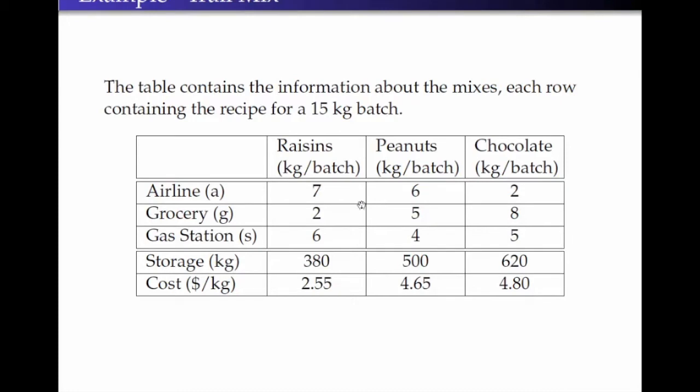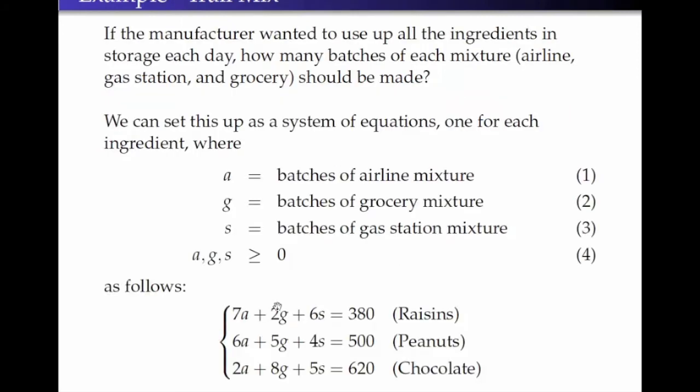Similarly, I would do the same thing for this column. 6 times A plus 5 times G plus 4 times S. So this pattern of doing these almost inner products with this column of the matrix and these variables is exactly what we mean when we do these systems of equations. So I have one equation for raisins, one for peanuts, and one for chocolate. These coefficients here come from the columns of the matrix, or the table, I should say. And these right-hand side values come from the storage capacities.